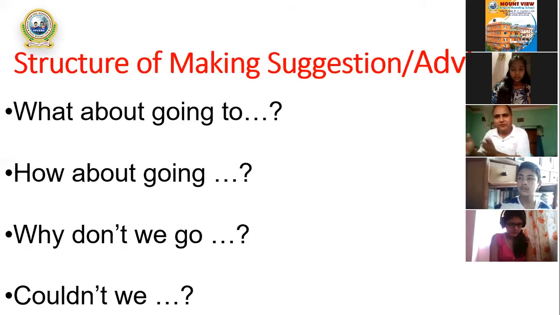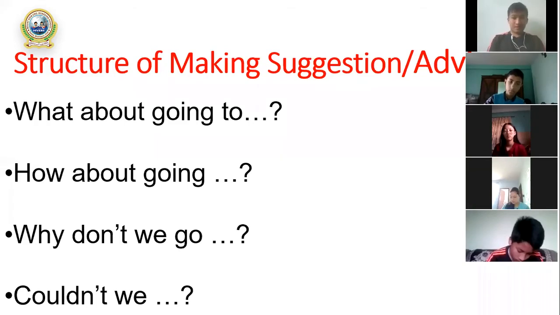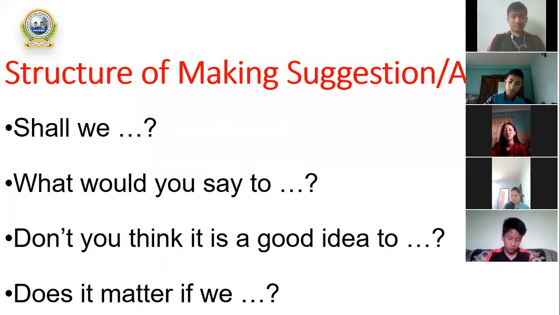You can give just Robot 2.0. This is the name of the movie, right? This is how these structures are used. And other structures, shall we?